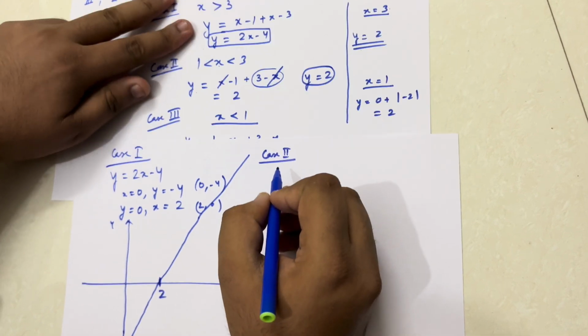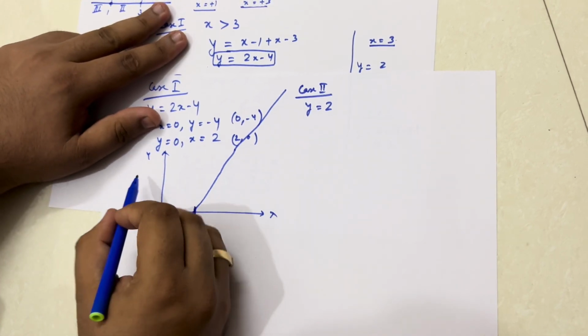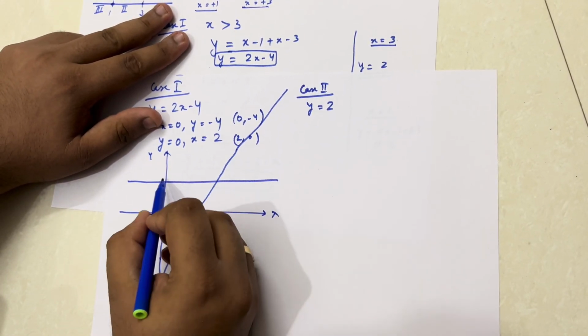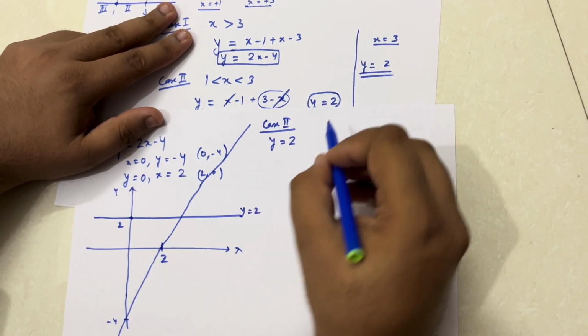What was case 2? Case 2 was y is equal to 2. What will be the graph of y is equal to 2? y is equal to 2 will look something like this. This point is 2 and this graph is y is equal to 2. What was case 3?